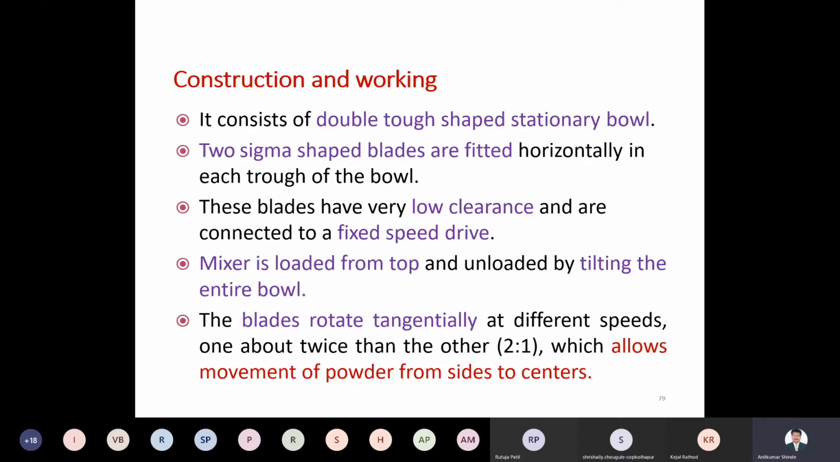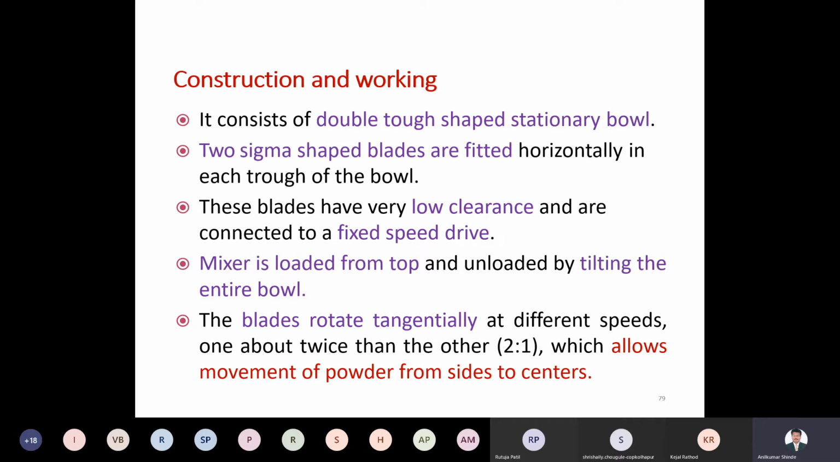The speed of rotation is fixed. Clearance means the gap between the wall and the blades is very minimal, very low clearance. So the largest size of material cannot pass into that gap. If you try to pass it into the gap, some pressure is required. After the larger material passes through that gap, it produces the smallest size of material, with the creation of shearing force.